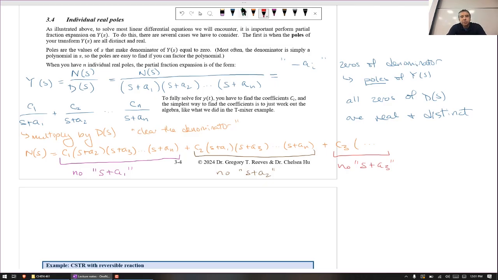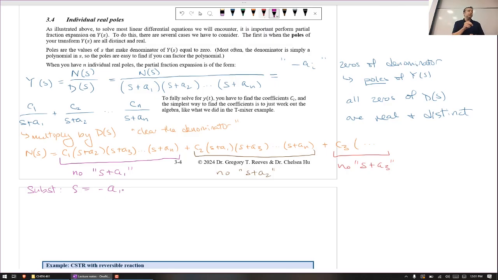So we're going to make use of that fact. We're going to substitute s equals negative a1. Because this equation has to hold no matter what the value of s is. No matter what the value of s is, this equation has to be true. And so I can put in any value of s, and the equation still has to be true. So I'm going to pick certain values of s that are going to make the equation easier to deal with.